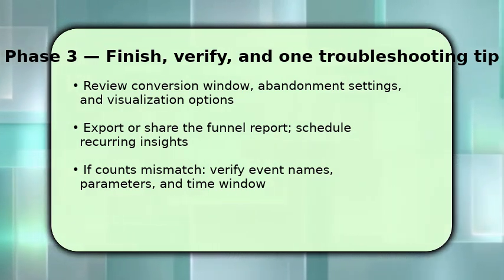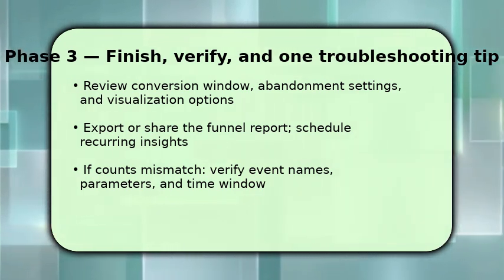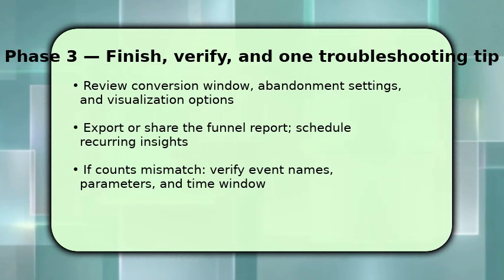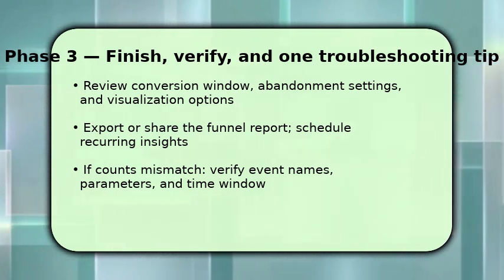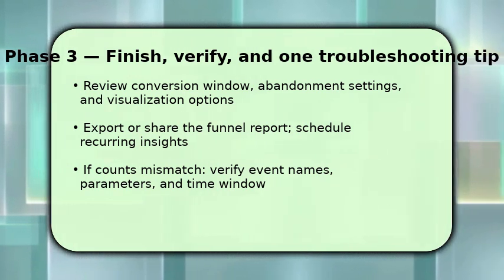If numbers look off, check this troubleshooting tip. Verify event names and parameters exactly match those in your data stream, confirm the time range, and ensure sampling is not affecting results. If problems persist, rerun with a broader time window.